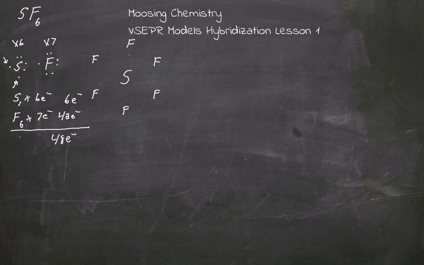So now we want to use up 48 electrons. Now remember that 2 dots equals a stick. And these sticks are called sigma bonds. That's called a sigma bond, and we're going to use that later in the lesson.